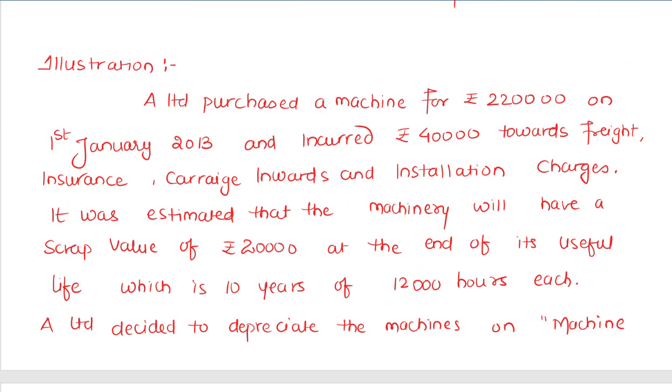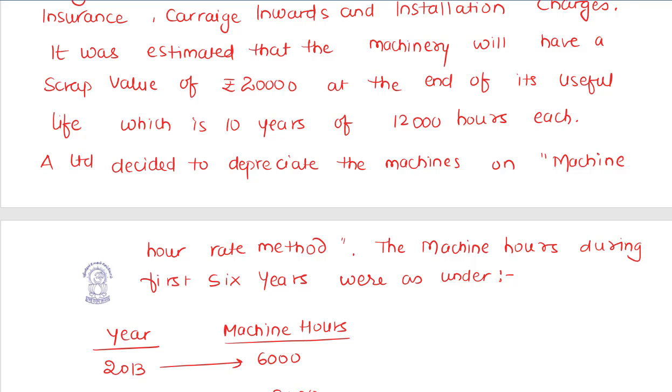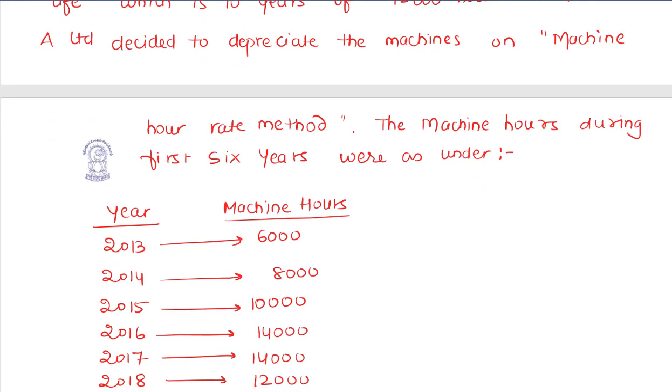Let's try to solve it, but before solving it, let's see the illustration once again. A Limited purchased a machine for 2,20,000 on 1st January 2013 and incurred 40,000 towards freight insurance, carriage inward and installation charges. It was estimated that the machinery will have a scrap value of 20,000 at the end of the useful life, which is 10 years of 12,000 hours each. A Limited decided to depreciate the machines on machine hour rate method. The machine hours during first 6 years were as under.